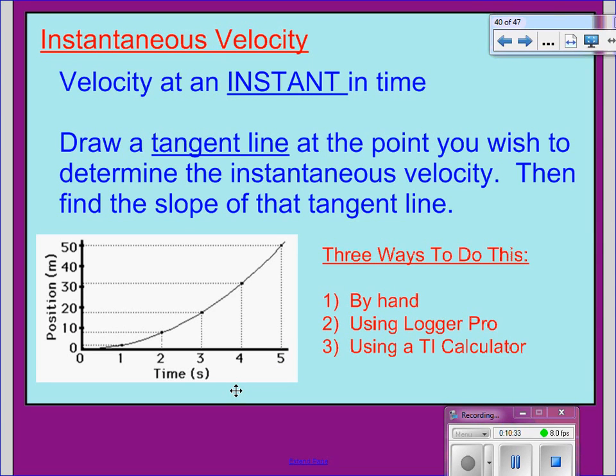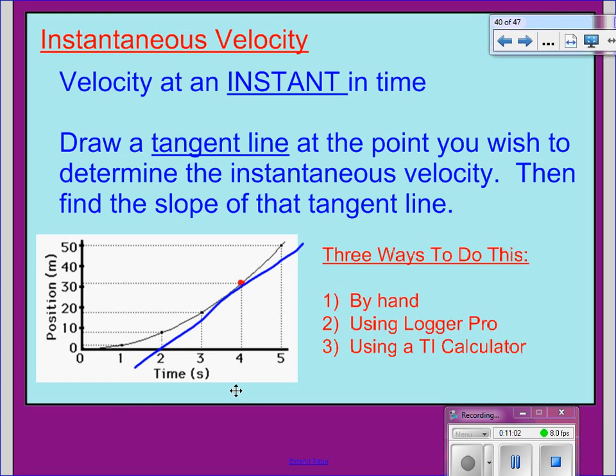So let's look at the graph that's on the screen. On the screen, I have a position versus time graph of an object that looks like it's speeding up going away from the origin. What if I wanted you to find the instantaneous velocity at 4 seconds? The first thing you'd want to do is draw a tangent line that touches the curve just at the 4 seconds, which would be right here. And so I would do that just like this. Now that's not a very straight tangent line.